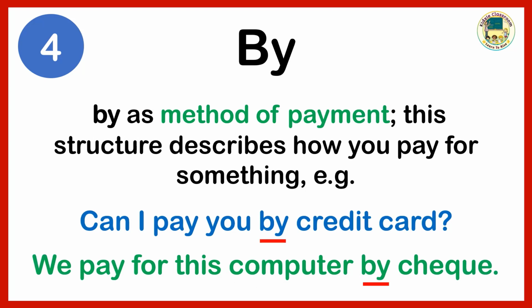Next is by as a method of payment. This structure describes how you pay for something. For example, can I pay you by credit card? Another example is we pay for this computer by check.